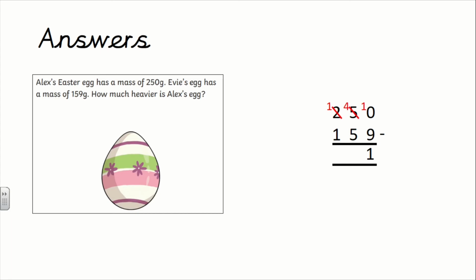So again, can't do 4 take away 5, so I need to exchange. So I cross out my 200, make it 100, and I pop that 100 onto the 4. So I've got 14 take away 5. Now I know 14 take away 5 gives me 9. Then I've got 1 take away 1 is 0, so I don't need to write anything there. My answer is 91 grams.